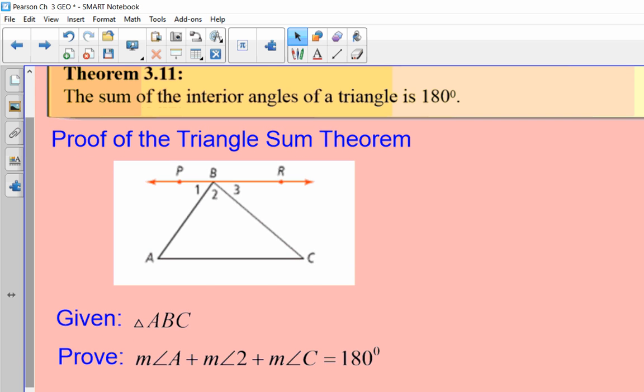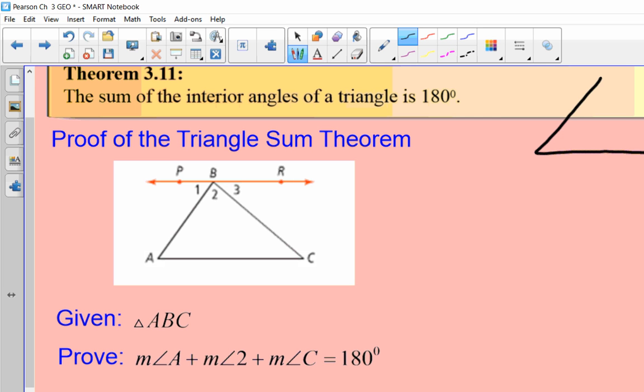This is a really important one. It says the sum of the interior angles of a triangle is 180 degrees. This is a huge theorem that we use all year long. Let's draw a picture to illustrate this. Any kind of triangle. I won't draw one with 90 degrees, but just know, a right triangle is going to have an angle that's 90.